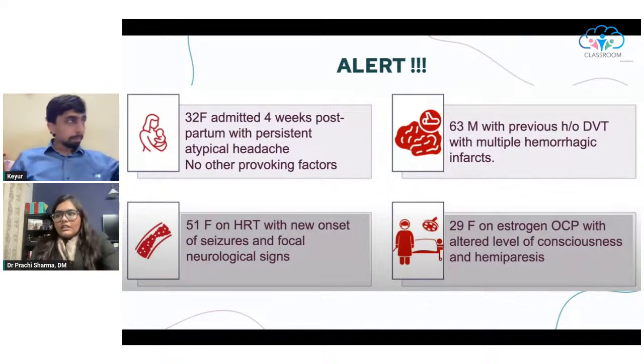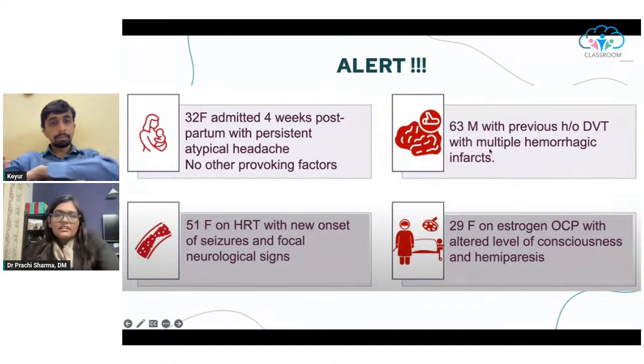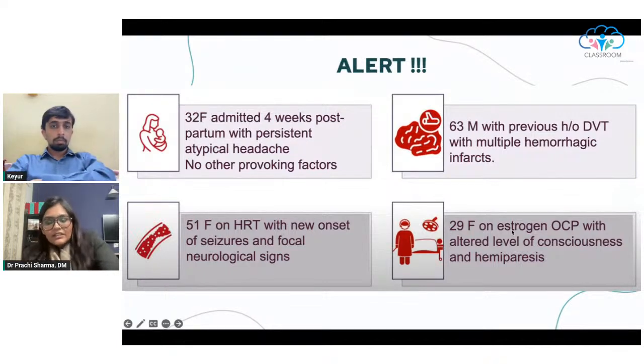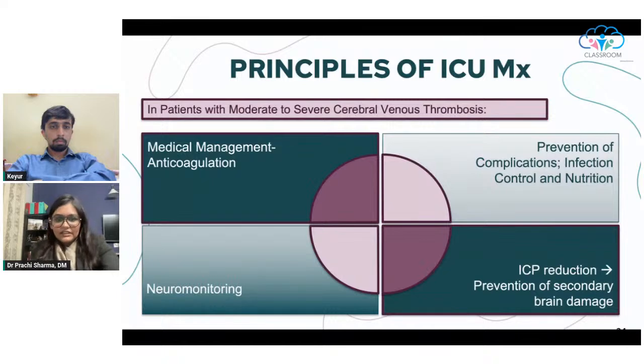So why do we need to know this epidemiology and understand the pathophysiology? It is to identify when we should be alert and look for CVT as the cause of stroke in patients. So certain examples are, suppose there is a 32-year-old female who's admitted 4 weeks postpartum and is complaining of persistent atypical headache, or an elderly male with a previous history of DVT is now presenting with multiple hemorrhagic infarcts on CT, or there is an elderly female who's on hormone replacement therapy who now presents with a combination of seizures with a stroke-like picture, or there is a young female who has recently been started on estrogen OC pills with altered level of consciousness and hemiparesis. Or some other examples are there is a patient who's presenting with eye symptoms following a recent history of sinusitis.